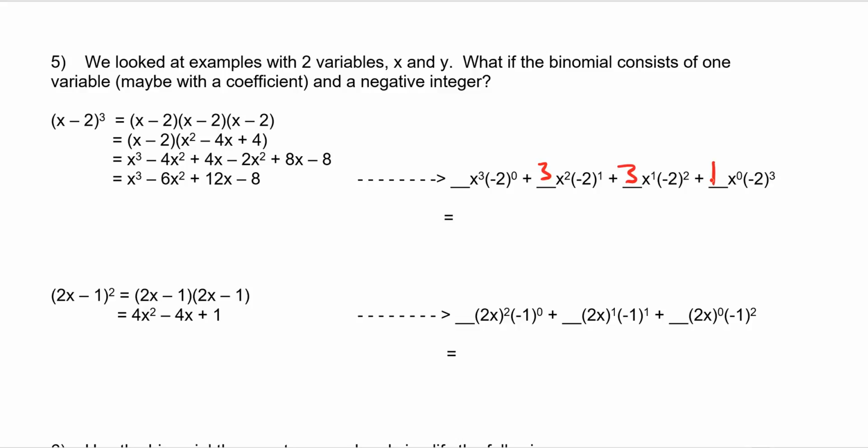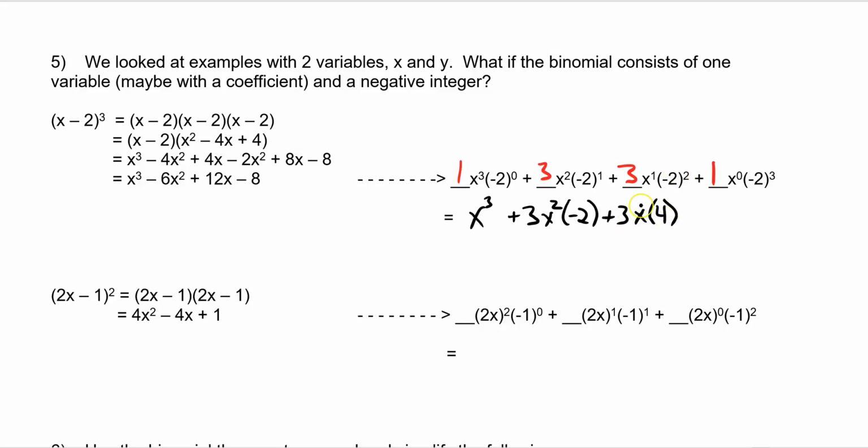So what's different about this example here is that we actually have to expand out the exponents. Now, negative 2 to the power of 0 is simply 1. So the first term is going to be just x cubed. But here's where it gets different. We have 3 times x squared, then times, what's negative 2 to the power of 1? It's negative 2. Then 3 times x, and then negative 2 to the power of 2 is 4.